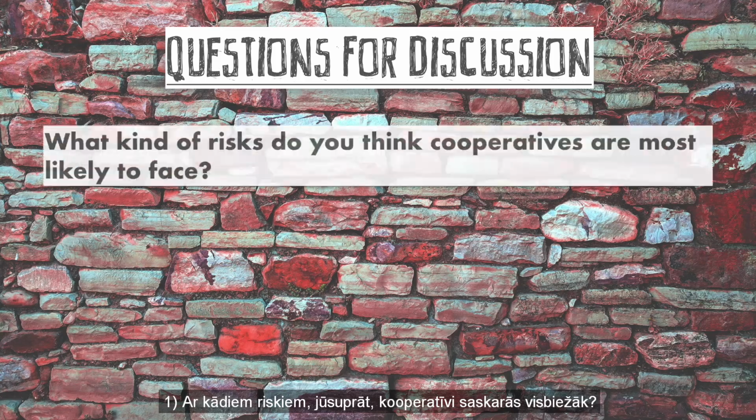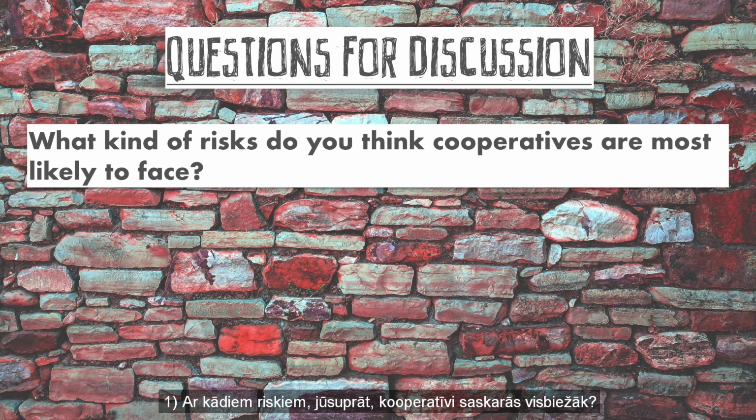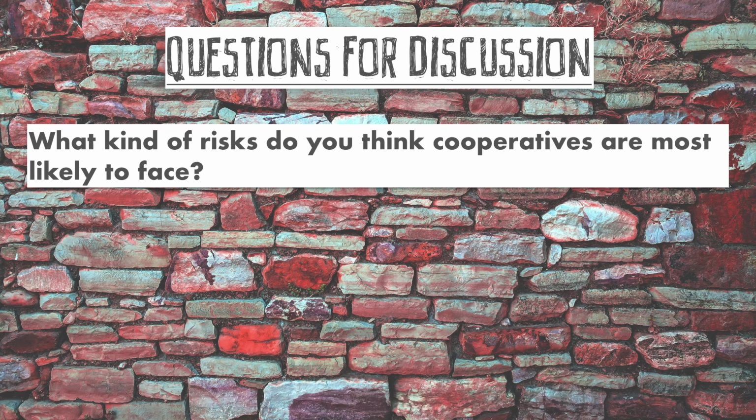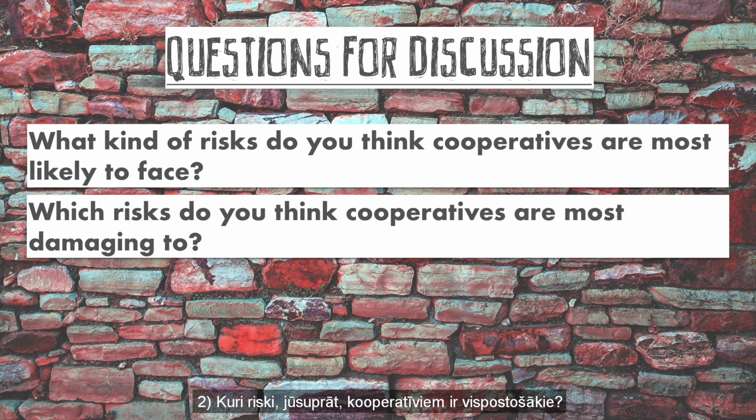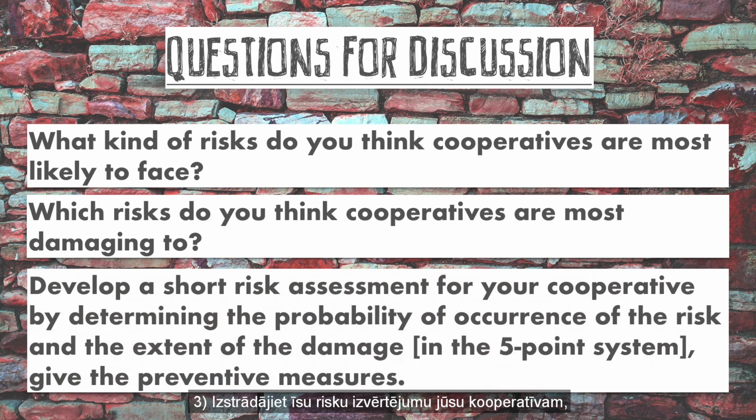First of all, what kind of risks do you think cooperatives are most likely to face? Second of all, which risks do you think are most damaging to cooperatives? And third, develop a short risk assessment for your cooperative by determining the probability of the occurrence of the risk and the extent of the damage in the 5-point system, and name the preventative measures.